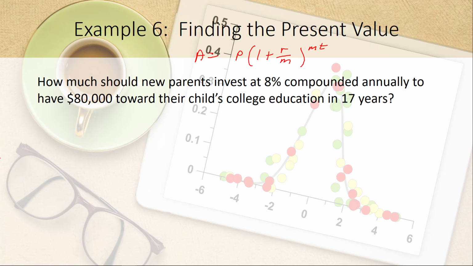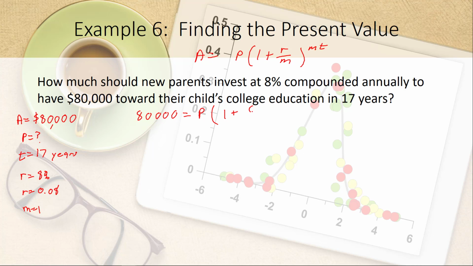Okay, cool. We know that, oh no, we know that A is $80,000. That's how much they want to have in 17 years. We are trying to find P. We know that t is 17 years. We know that the interest rate is 8%, so r is going to be 8%, which is also equal to 0.08. And since we are compounding annually, m will be equal to 1. So we will have that $80,000 is equal to P, we don't know what P is yet, times 1 plus 0.08 for r, divided by 1, raised to the 1 times 17 years power.